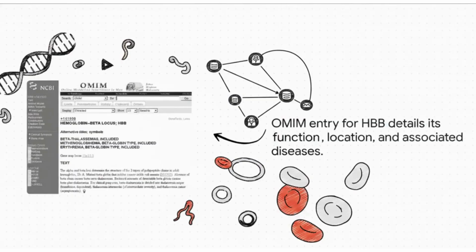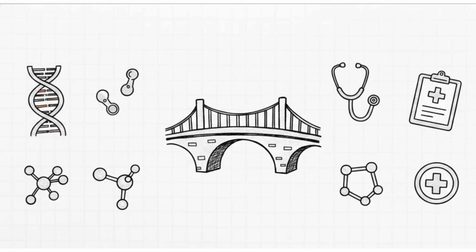An OMIM entry, like this one for the beta-globin gene, is just packed with information. It's not just some dry description of the gene's function. Oh no, it gives you the entire clinical picture. We're talking associated diseases like sickle cell anemia, and even the specific mode of inheritance, whether it's autosomal dominant or recessive. It's all there. And its real power?